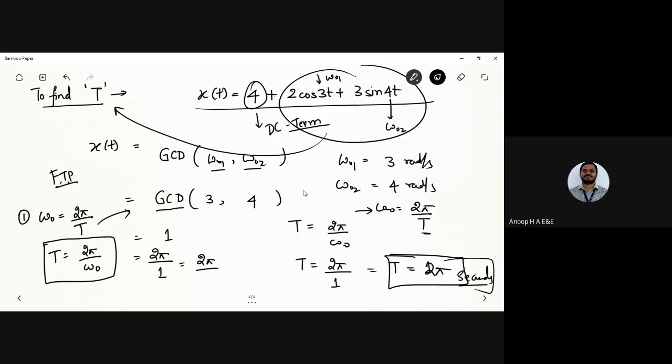Okay, so that's how you are going to find out the time period. So that is 2 pi seconds. Okay, so the second part, what you have to find out is the average power. So it's quite simple. Let me tell you one more time how you are going to take the average power there.